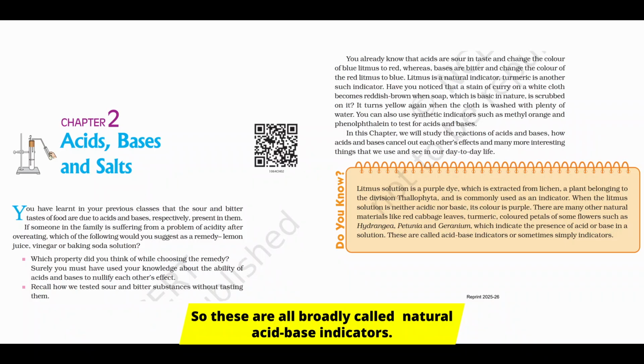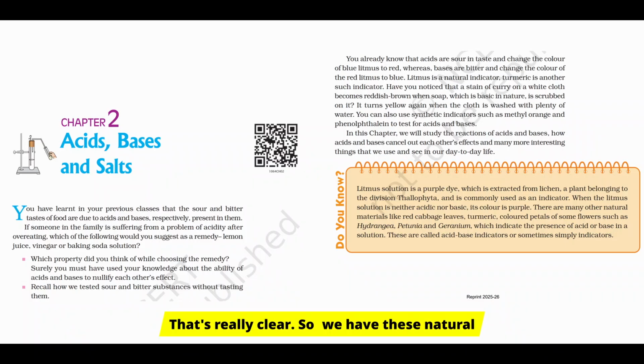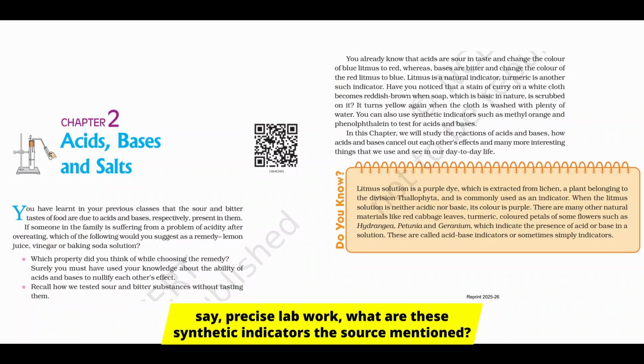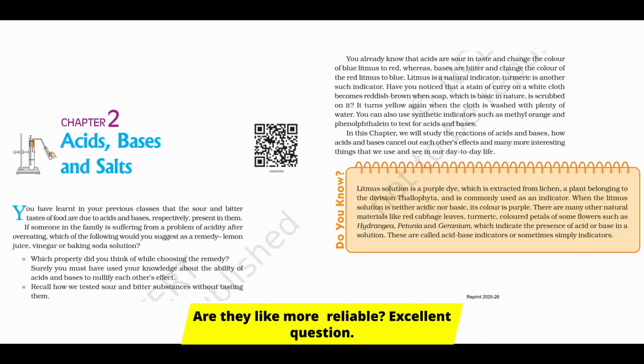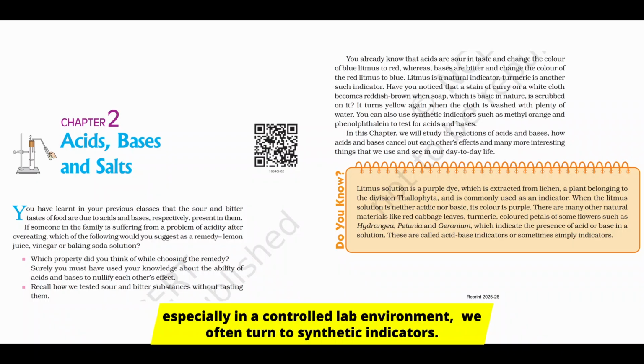So these are all broadly called natural acid-base indicators, nature's own chemistry toolkit, you could say. That's really clear. So we have these natural options, which are quite resourceful, but for, say, precise lab work, what are these synthetic indicators the source mentioned? Are they more reliable? Excellent question. Yes, for more precise, consistent, and reliable testing, especially in a controlled lab environment, we often turn to synthetic indicators.